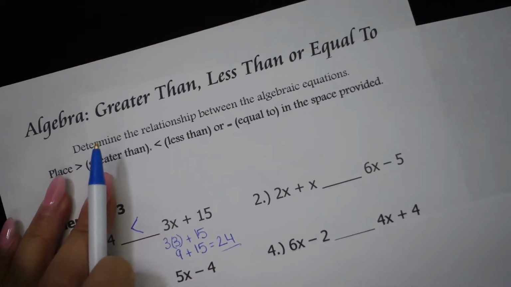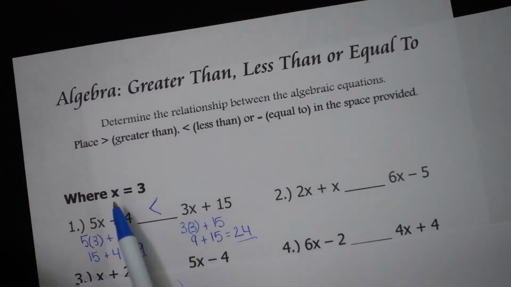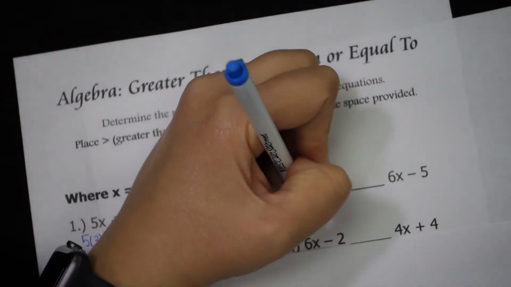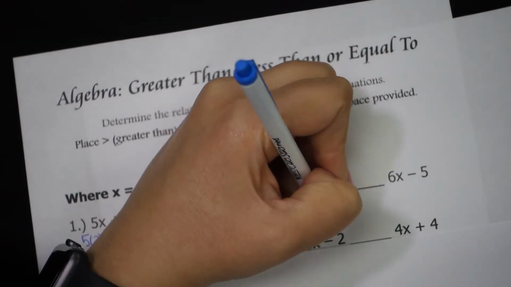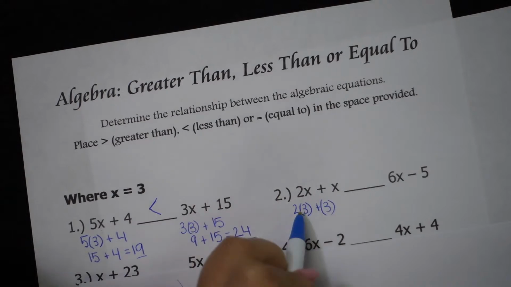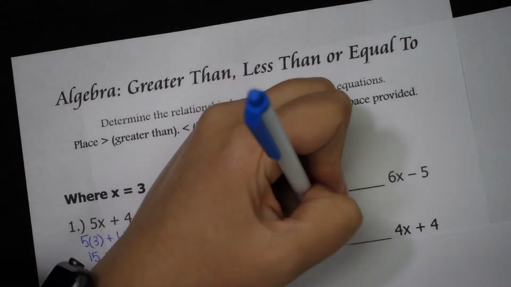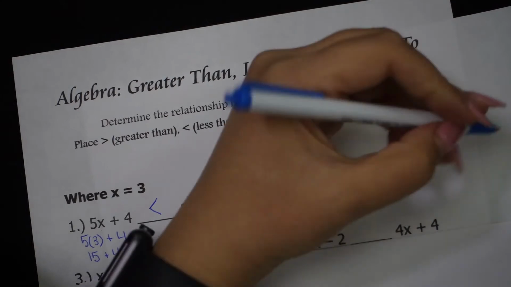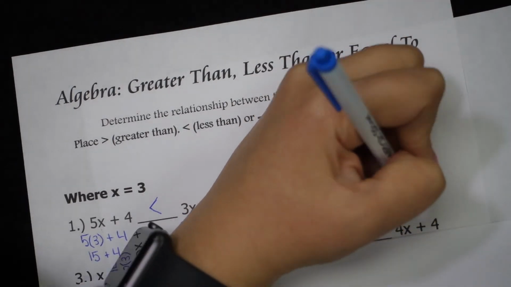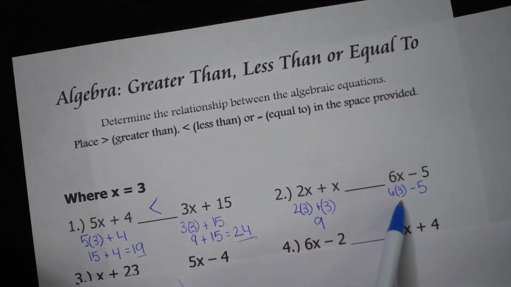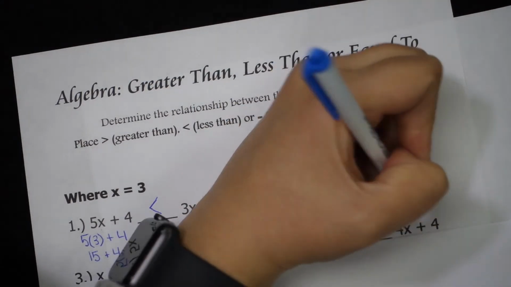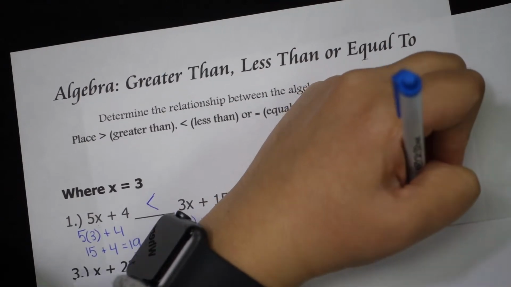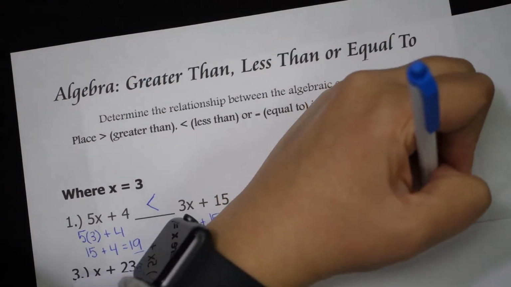Same deal on the other side. We are given that x is equal to 3. So once again, we just plug in 3 wherever we see an x. So 2 times 3 plus 3. What is this equal? 2 times 3 is equal to 6, plus 3 is equal to 9. Now on this side, we're given x is equal to 3, so we're going to plug in 3 wherever we see x. So 6 times 3 minus 5. What's 6 times 3? It's 18, minus 5 gives us a value of 13.